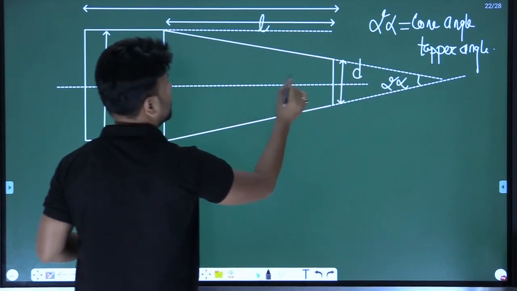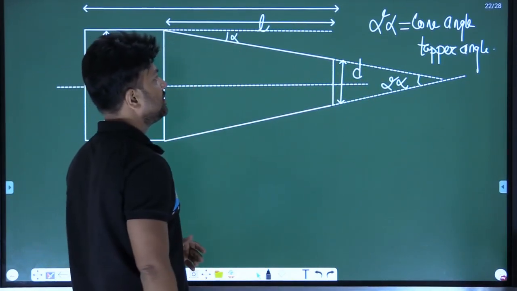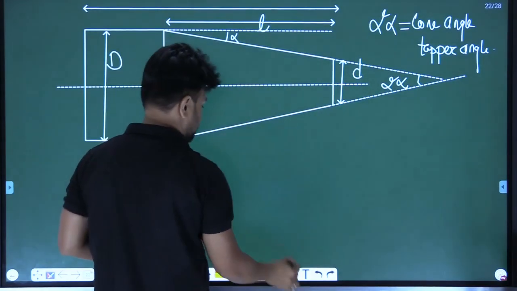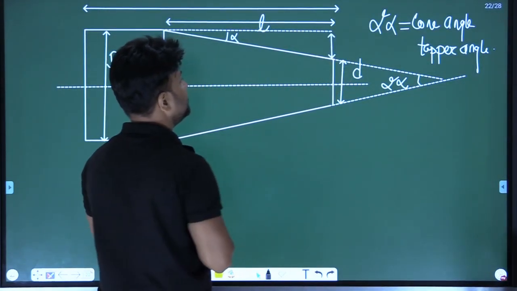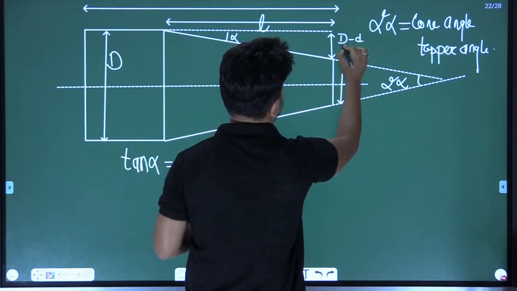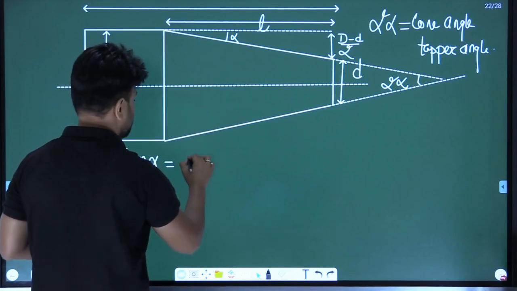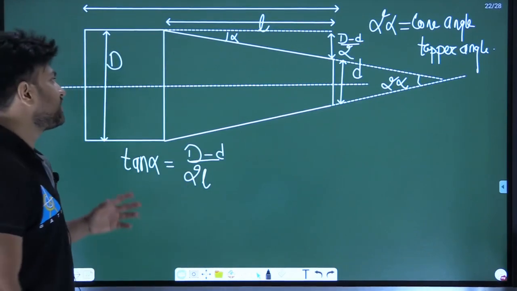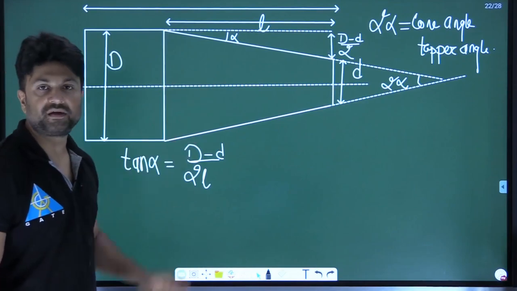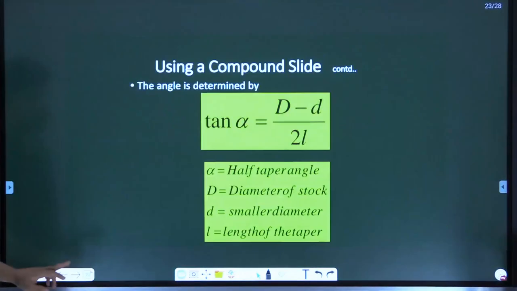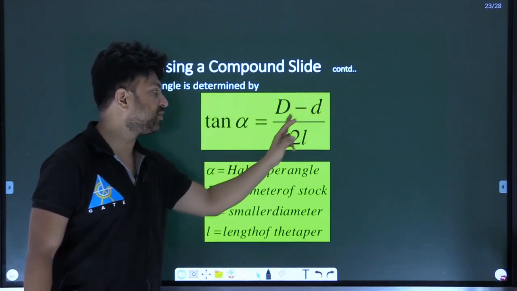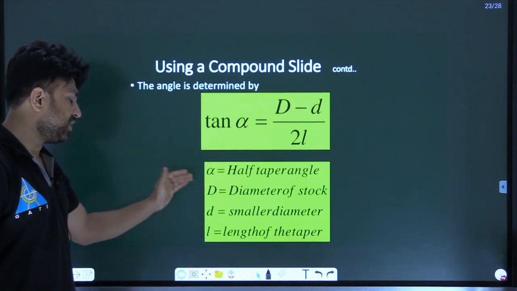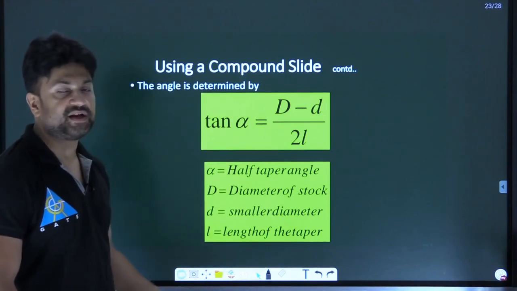So this is half of that angle, this alpha. So tan alpha, here tan alpha will become this length, and this length is capital D minus small d divided by 2, divided by small l. So tan alpha equals (D minus d) divided by 2l. This is a relation by which you can set tapering. Now, please see the formula here. Got it? Alpha is the half taper angle. Capital D is the initial diameter of the stock. Small d is the diameter of the stock after tapering, and l is the length of the taper.